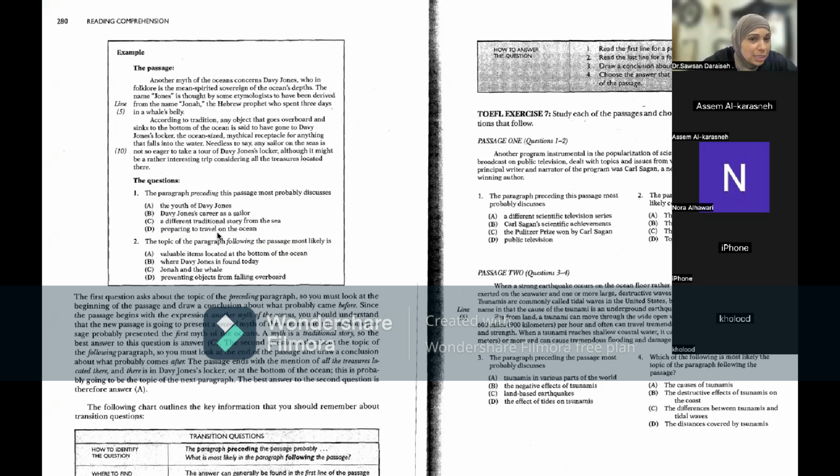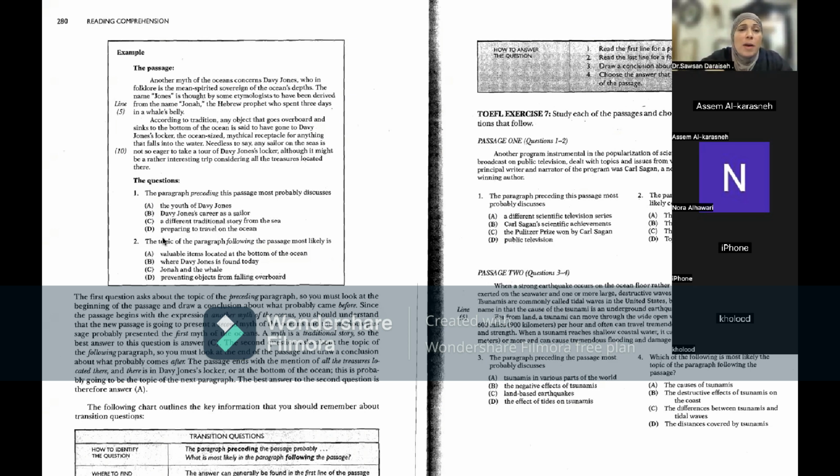What do you think, guys, from the sea? A different traditional story from the sea, preparing to travel on the ocean. What do you think, guys? So this is really it, a different traditional story from the sea, okay? Because basically when someone says another myth, it seems that there was a myth before that was discussed, right? So this is the best answer.